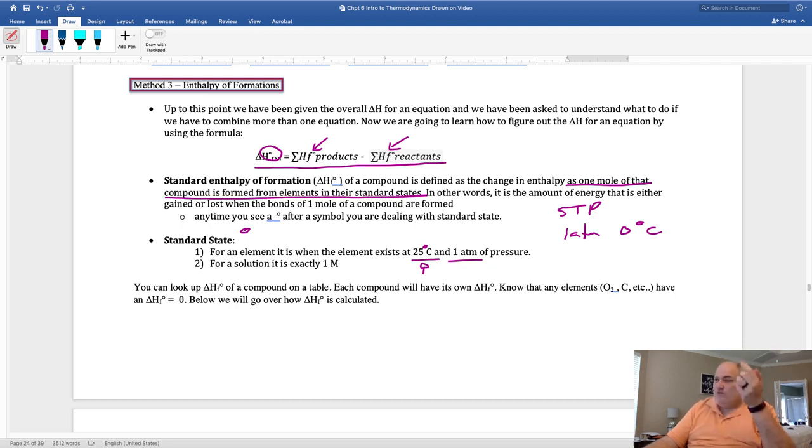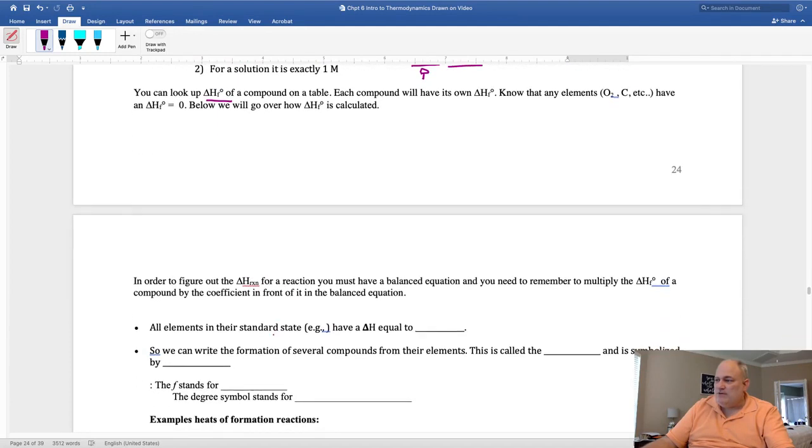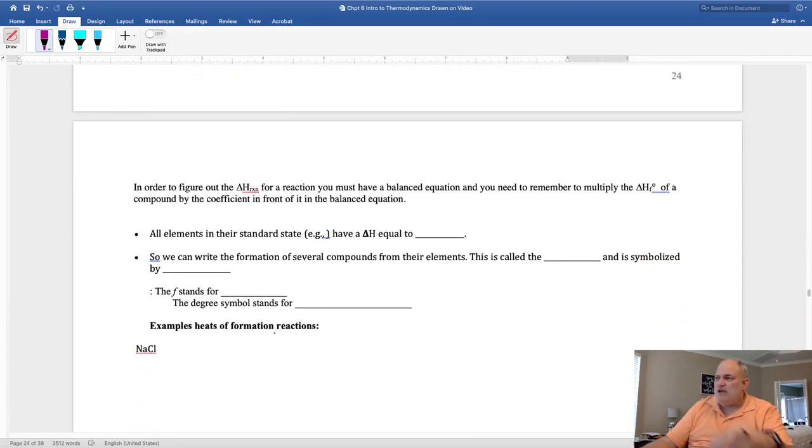Now, how do we figure out the enthalpies of formation? Well, we can find them in a table. So in your textbook, they're going to have a table with all of the enthalpies of formation in them. But before we do that, let's talk about how we can figure it out or how they got it.